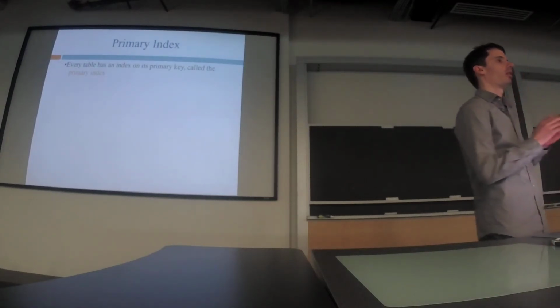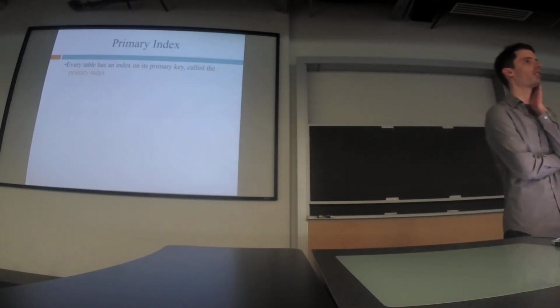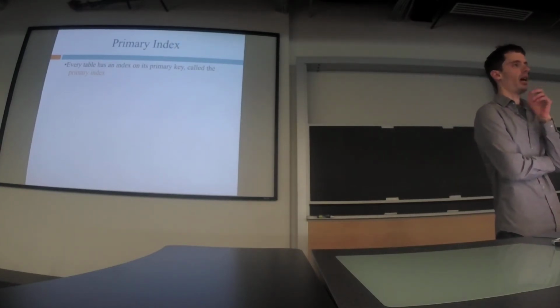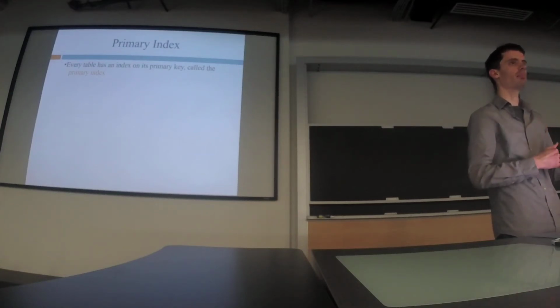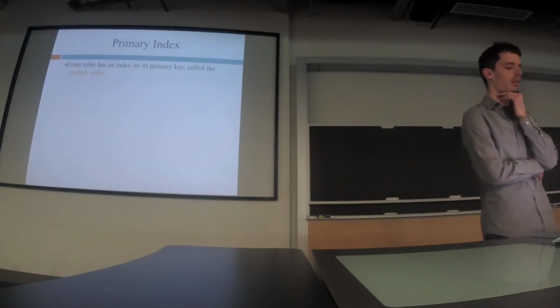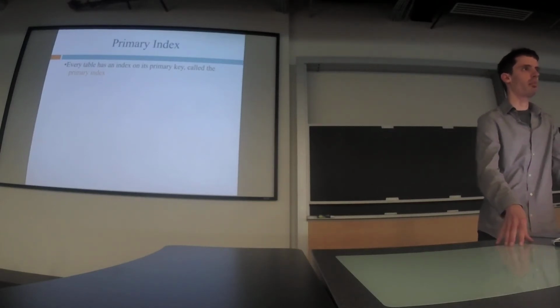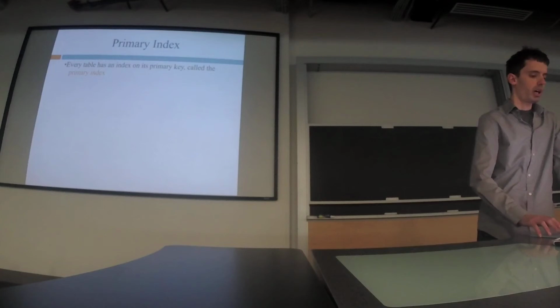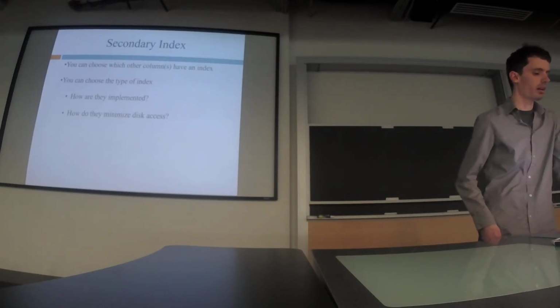Okay, so what does this mean for us as users of SQL? Every table has a primary index because every table has a primary key. It automatically builds an index on that column or columns. And so this is actually special. This is called the primary index. But we can also add secondary indexes however we want.